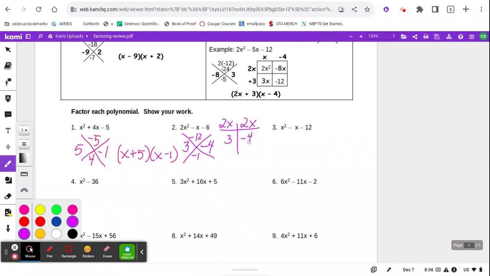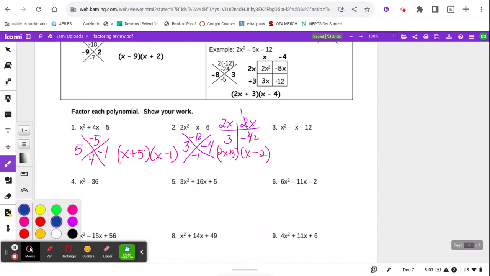We got a factor of 3 and -4, but let's see if these need to be reduced. So this first factor, 2x plus 3, does not need to be reduced. 3 can't go into 2. But notice the second factor, 2 goes into both 2 and 4. And that leaves us x minus 2 as a simplified factor. 2 goes in once, 2 goes in twice, and here are my simplified factors.